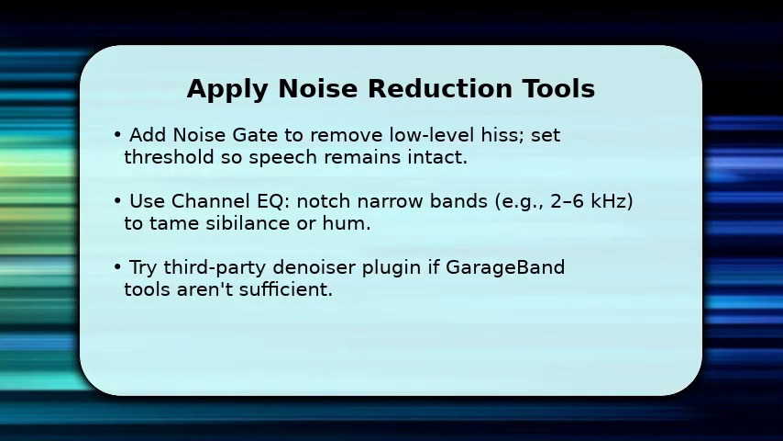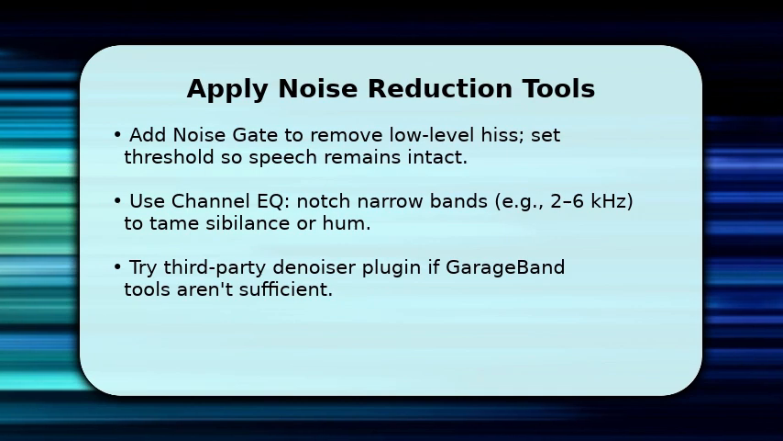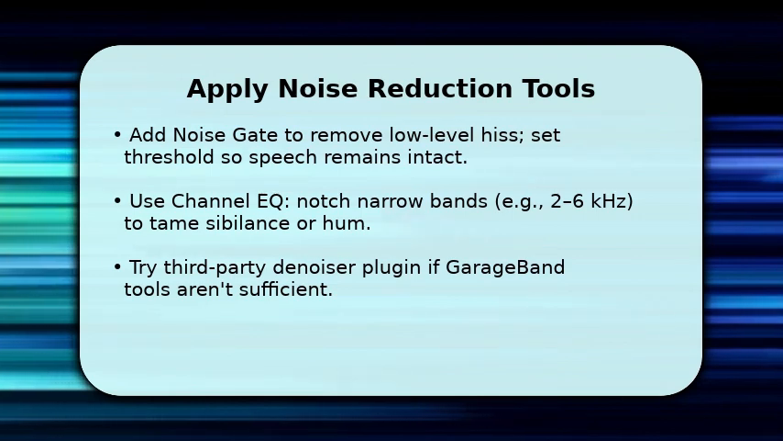You now work through corrective processing. Insert a noise gate to cut background hiss between phrases, adjusting threshold until natural speech passes but noise is reduced. Next, use channel EQ to identify and attenuate narrow frequency peaks. Sweep a tight bell to find offending hums or sibilants and pull them down a few dB.